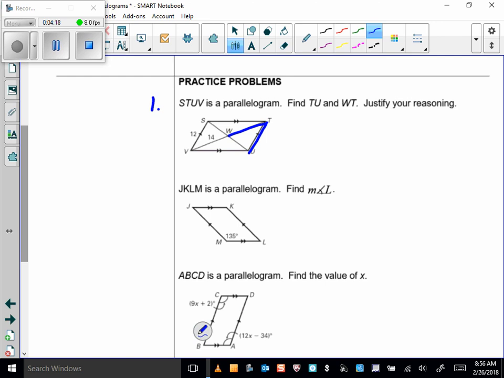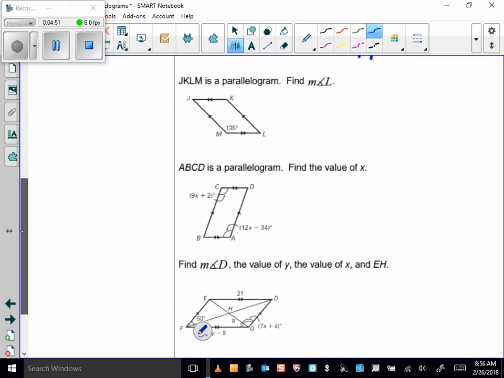Well, let's see, what do we know? First of all, we know that if we have a parallelogram, opposite sides are congruent by the theorem. So therefore, I know that TU is 12 because SV is 12, right? And they got to be congruent. Okay, how about WT? Well, the other theorem tells me that if a quadrilateral is a parallelogram, then its diagonals bisect each other. So since VW is 14, WT also has to be 14.